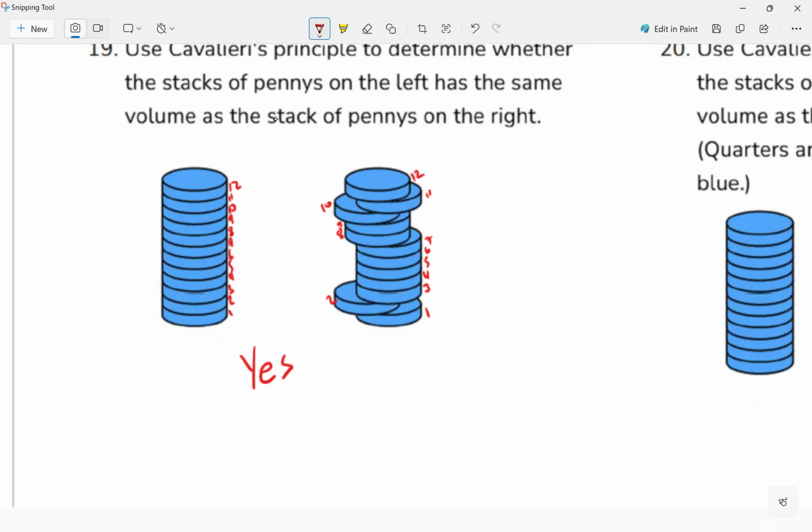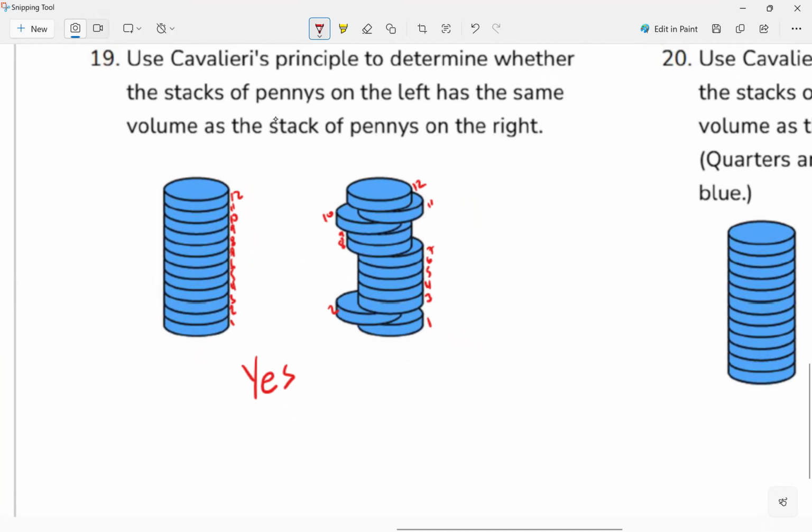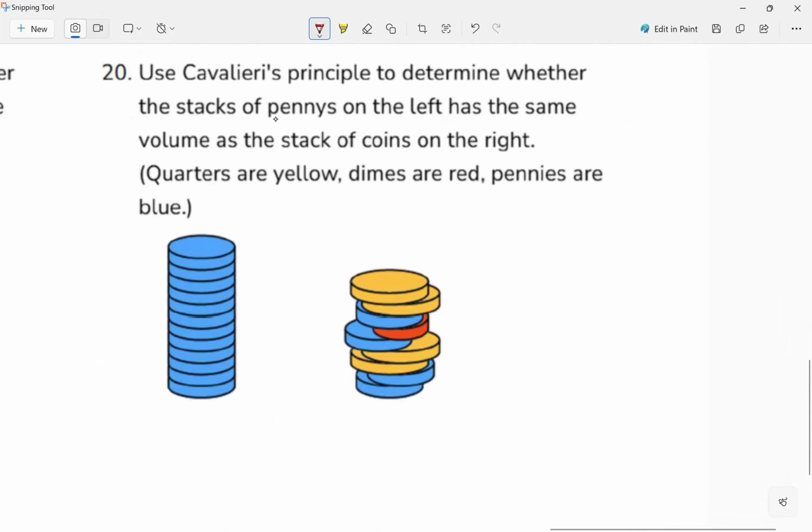Here they were not asking me what's the volume. They were just asking to determine whether the stack of pennies on the left has the same volume as the stack of pennies on the right. It was like a yes or no question. So yeah, I'm gonna say yes. Now let's take a look at number 20.